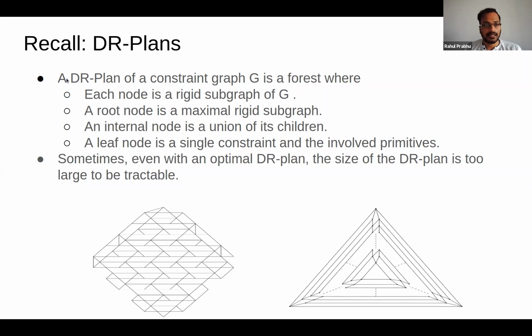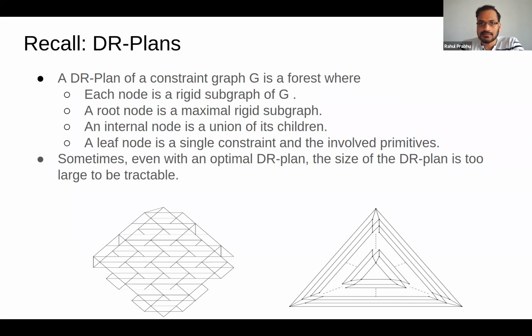I'd like us to recall that a DR plan of a constrained graph is a forest where each node in the forest is a rigid subgraph of G. The root node is a maximal rigid subgraph. The internal nodes are a union of their children. And the leaf nodes are single constraints. We also talked in previous lectures about the size of the DR plan.